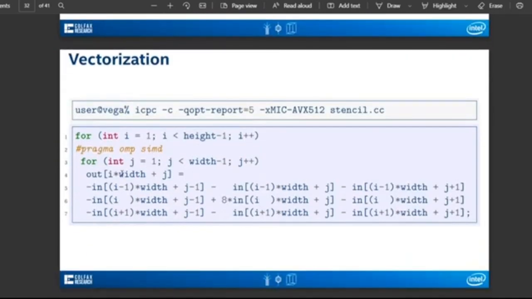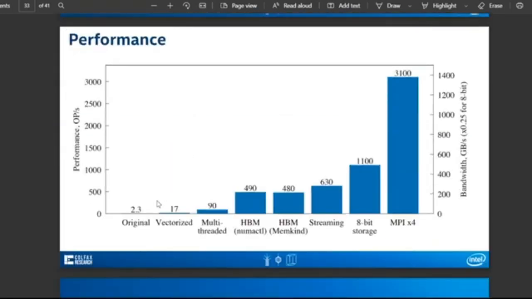For vectorization, the first step is that in the innermost loop, put pragma OMP SIMD, and this ensures vectorization of your stencil code, and we can see we've gained performance. The original code had a performance of 2.3, I think, ops per second, and we've increased that to 17. So let's now have a look at how we're going to increase that to 90.